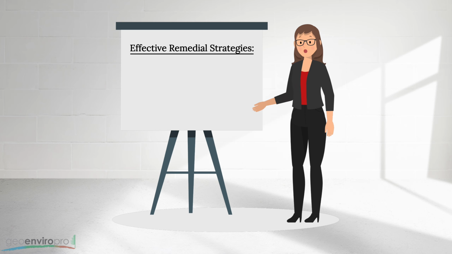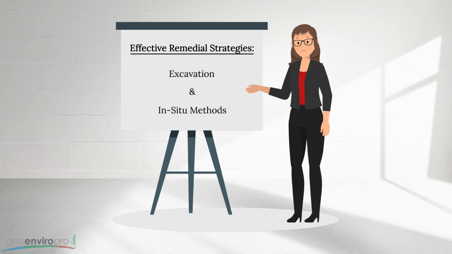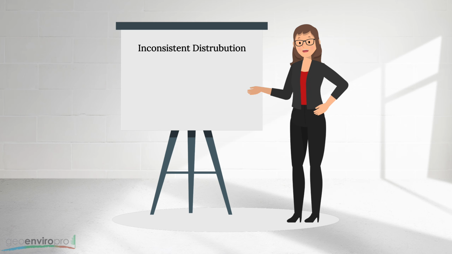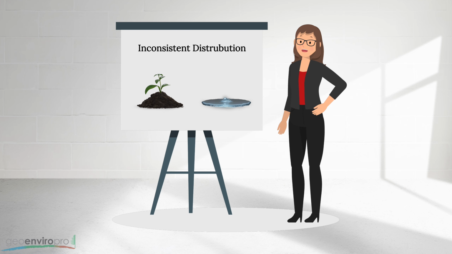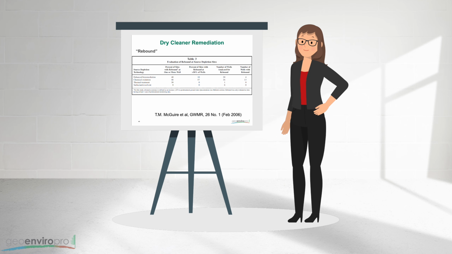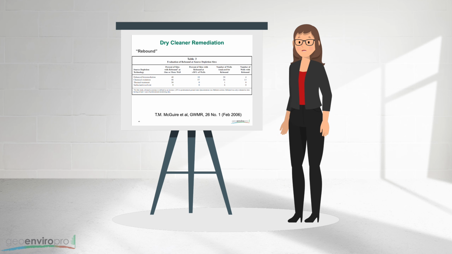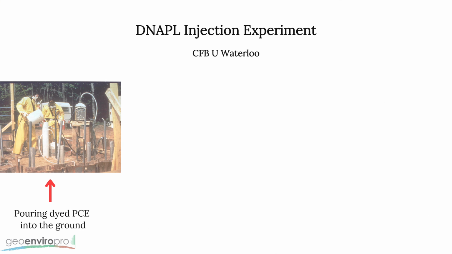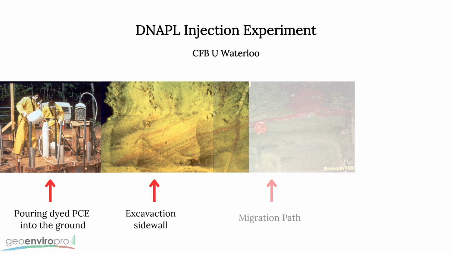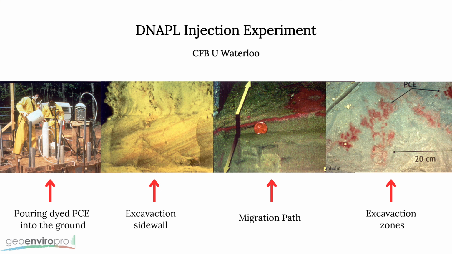Remediation techniques include excavation and in situ methods. However, the inconsistent distribution of PERC in soil and water complicates these efforts, often leaving behind residual contamination despite extensive cleanup. Field research studies, like those conducted by the University of Waterloo, clearly show the microscale migration of solvents in the subsurface and emphasize the need for precise detection methods in remediation.